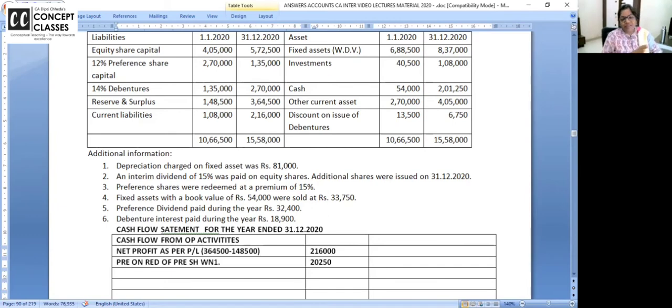And last we have current liabilities. I hope you remember current assets and current liabilities, where I'll take in working capital changes. So I would skip it now. Come to fixed assets.